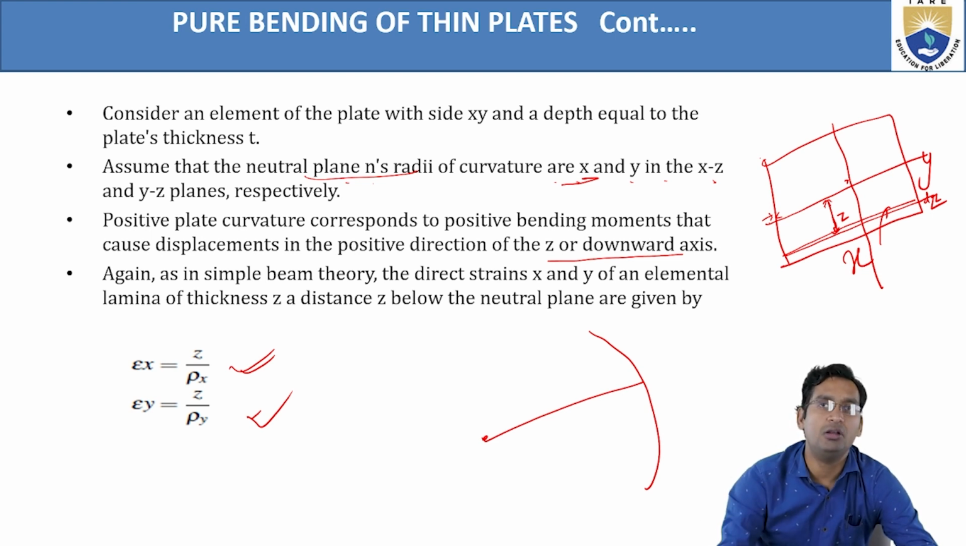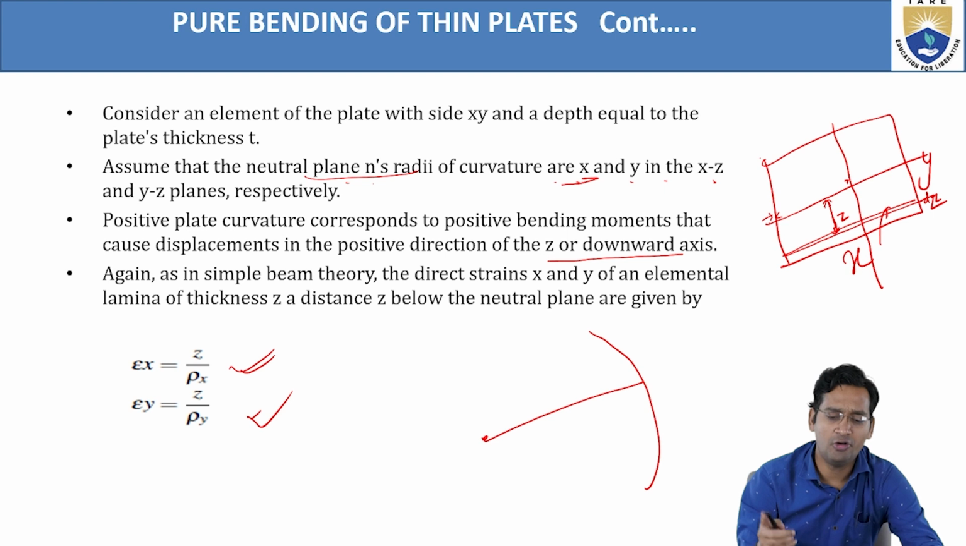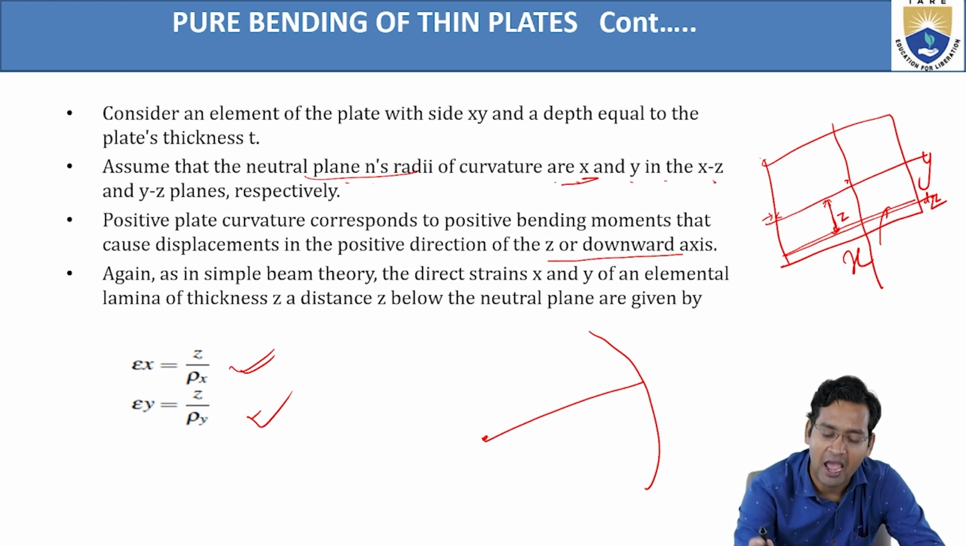So the neutral plane we will take as reference because it's not getting bent. It's not getting affected even by applying the bending moment. So this reference plane will not change, and that's why we take it as the reference plane. From there, we measure distance from here only.